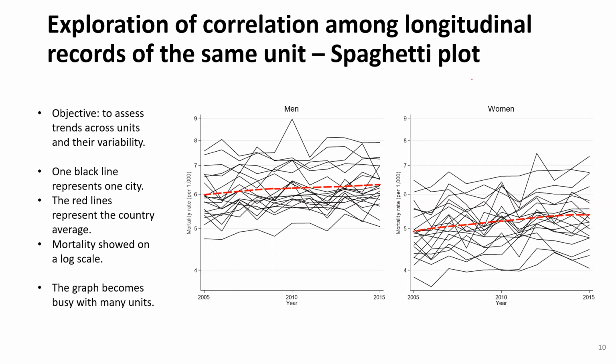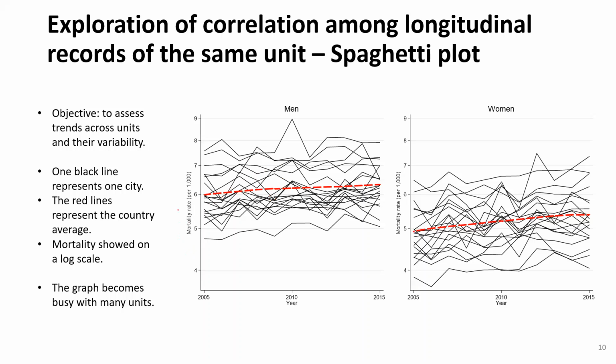Okay. It's called a spaghetti plot because it's like spaghetti, many lines of spaghetti. First of all, I have to explain what it is. The vertical axis is the mortality rate and the horizontal axis is year. And one black line shows the trend of mortality by year. And the red dotted line is the country average trend. So in both male and female, there is an increased trend in mortality.